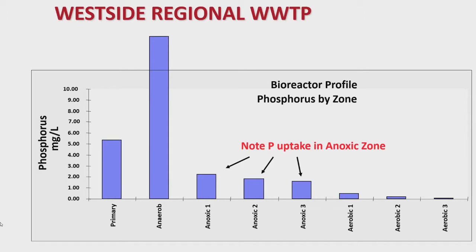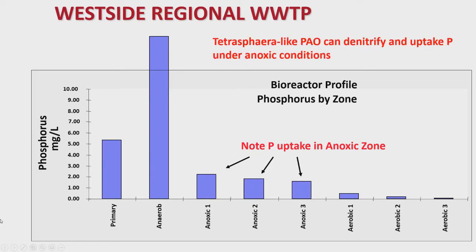Next slide. What we discovered later is that organisms, PAOs like Tetrasphaera, can denitrify and uptake phosphorus under anoxic conditions. I just spoke to Jerry Stevens, and he said that basically all the PAOs are Tetrasphaera in this plant.